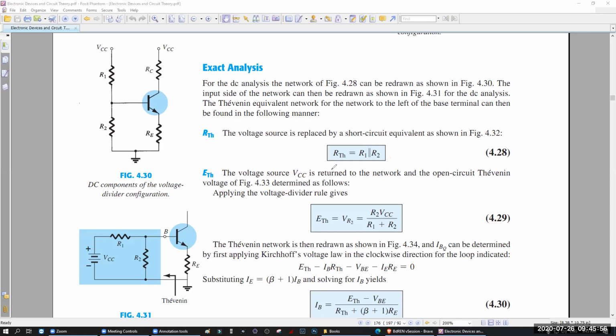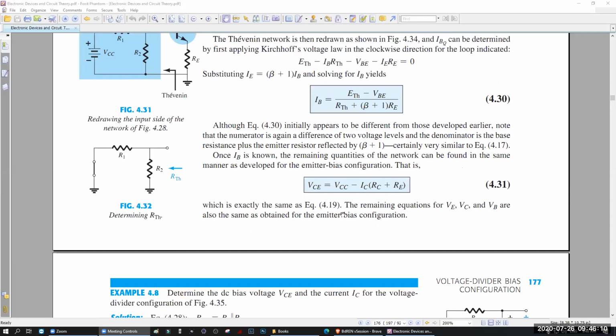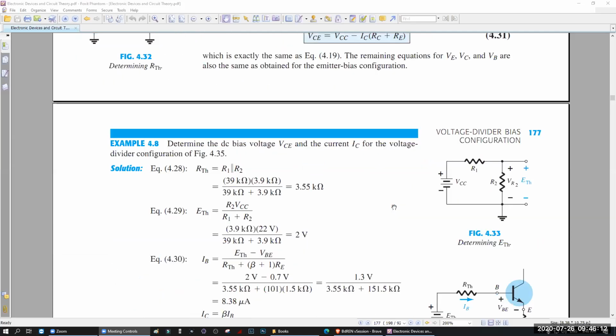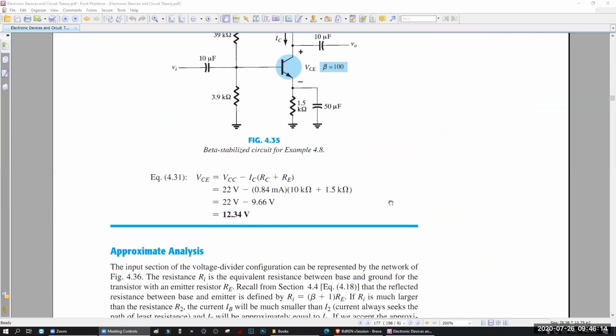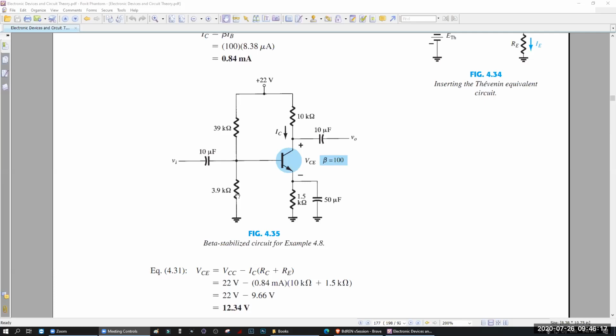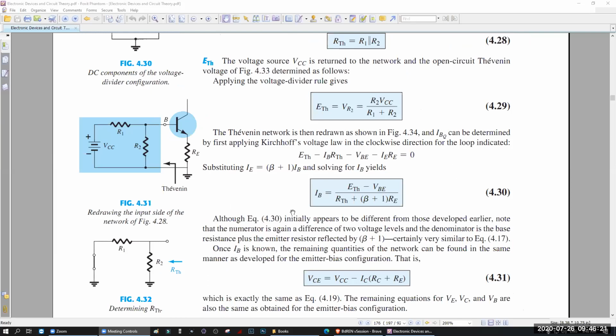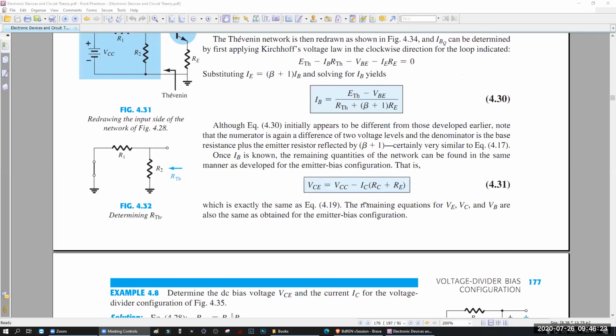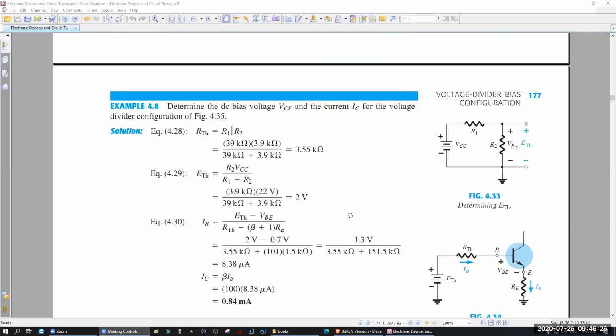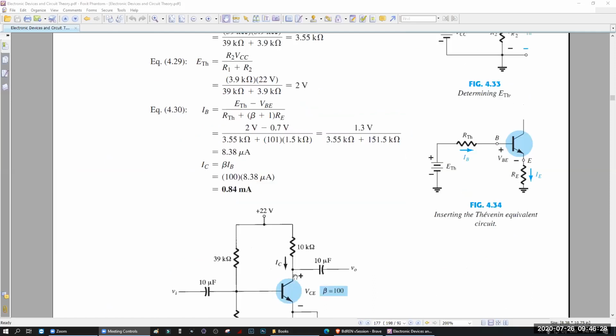So this is the RTH, this is the ETH. RTH, ETH you have to find. Then you have to find out the IB. Then we have to find out the VCE. That's it. So let's do the math, okay? Let's do this math because the formula is already here. You can see, but I am not going to show you this formula. I'm going to do it for you, with you actually.